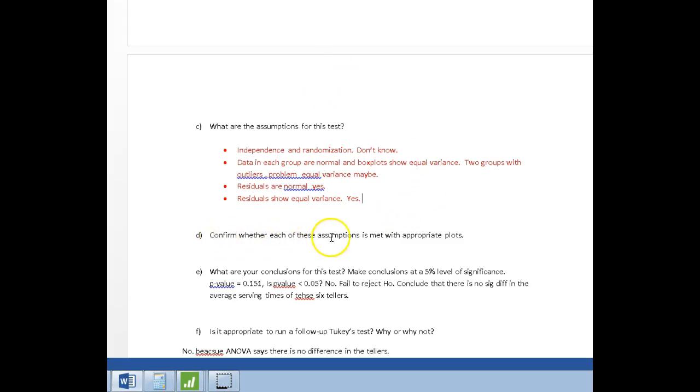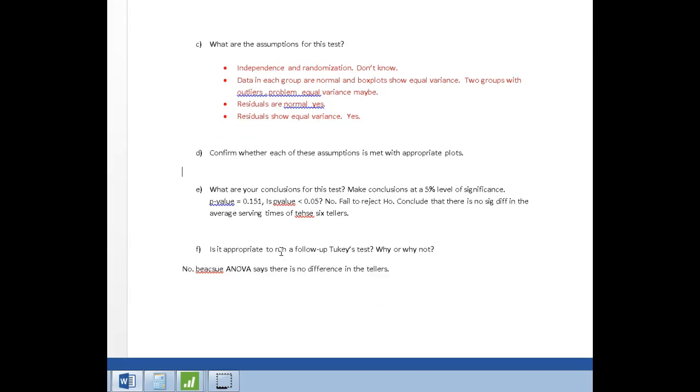All right, so we're asked to confirm whether each of these assumptions is met with the appropriate plot. So what I would expect you to do is bring those plots into your assignment and make a comment on those plots. So we're pretty well finished with this one. I'll finish this off with all the plots and post that.